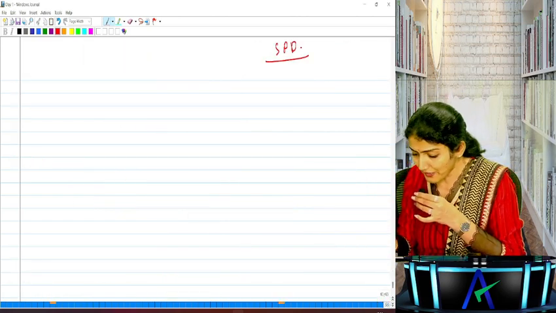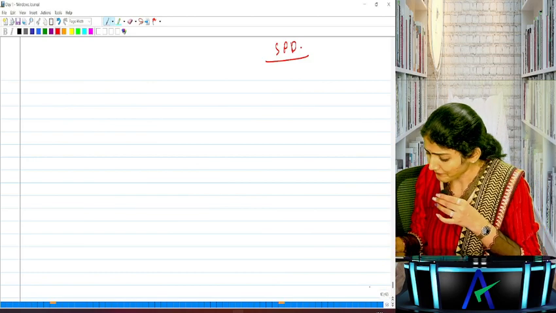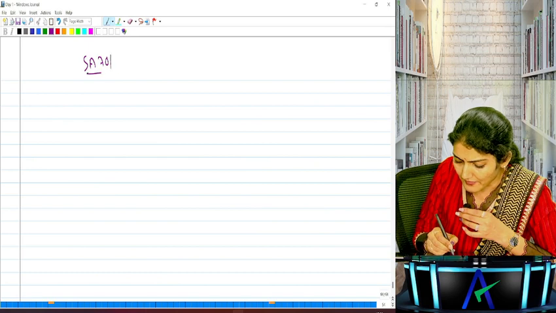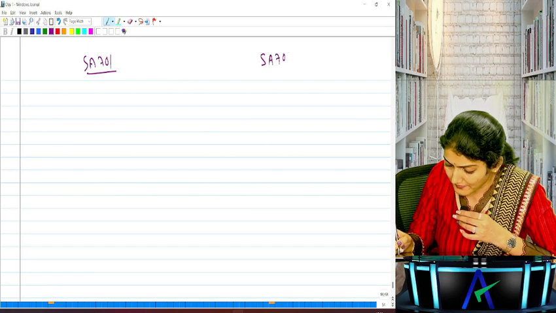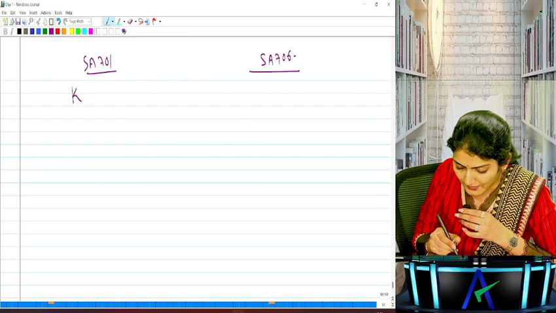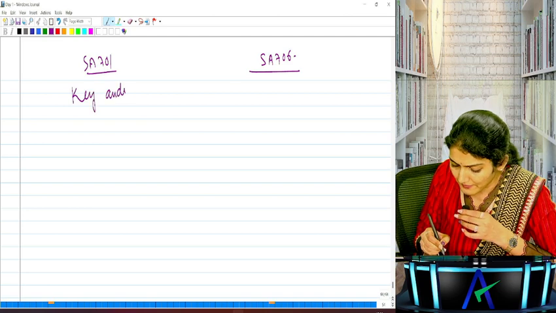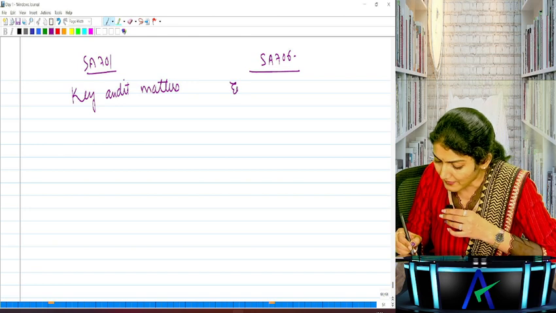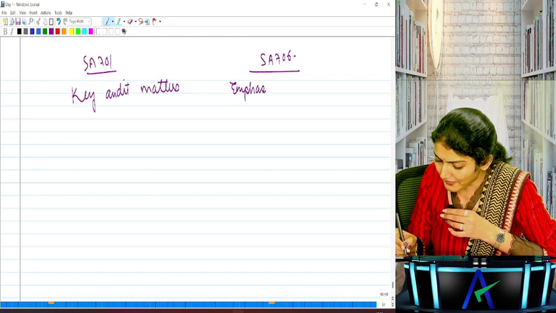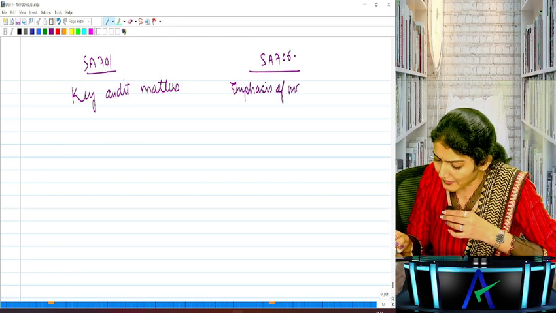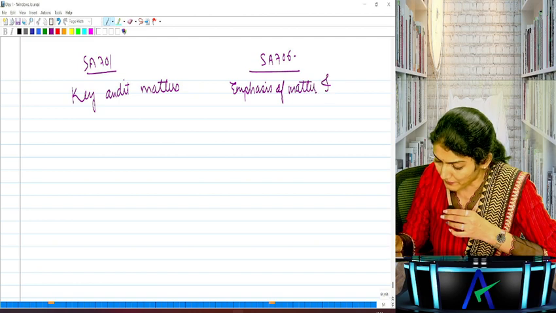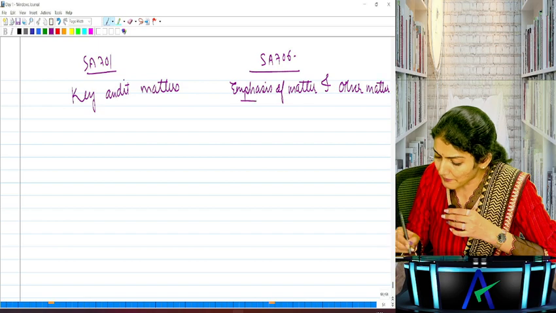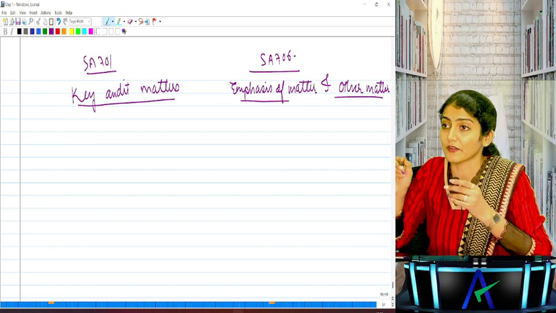Right, then apart from this we also have SA 701 and we also have SA 706. What is 701 regarding? Communicating the key audit matters in the independent auditor's report. And 706 is regarding the emphasis of matter paragraph and the other matter paragraph in the independent auditor's report.